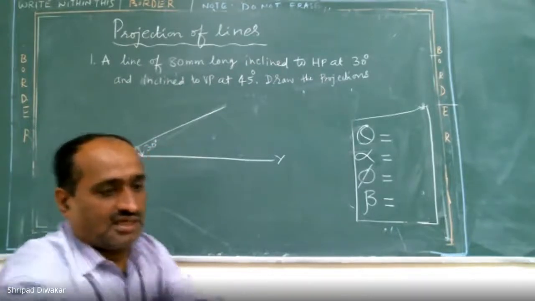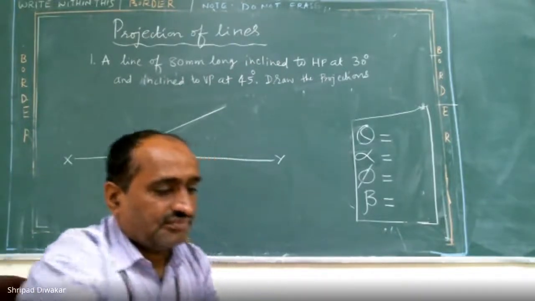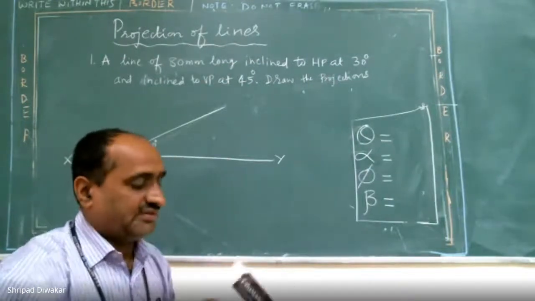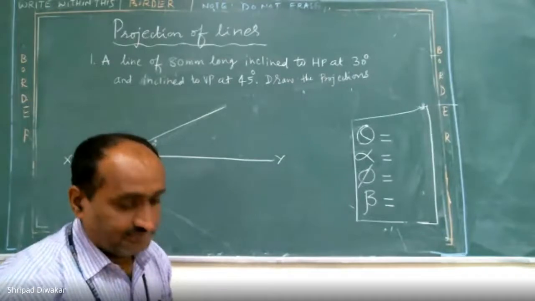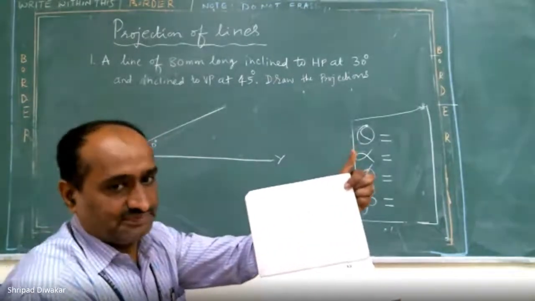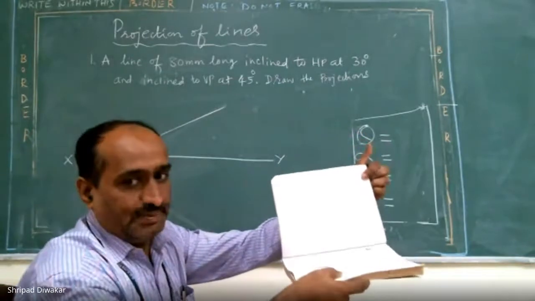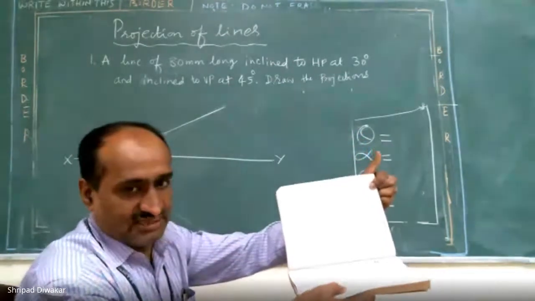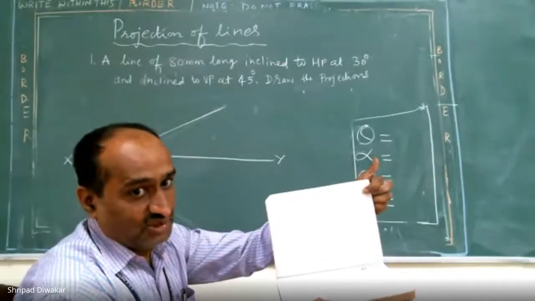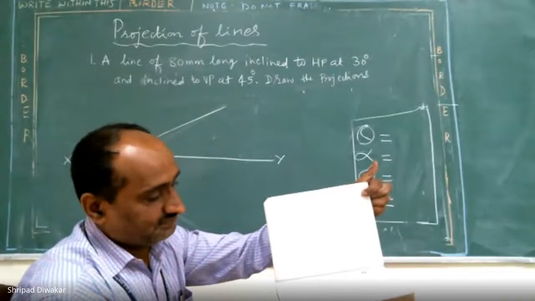Okay, students, how to make your HP and VP. This is your horizontal plane, right? Whatever plane is parallel to your floor is the horizontal plane. And the plane which is parallel to the wall is the vertical plane.